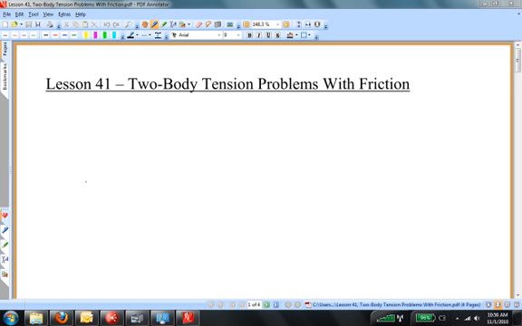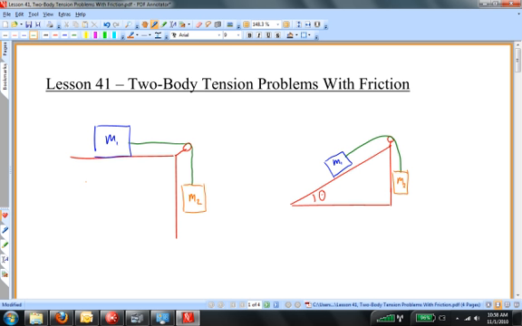I want you to cast your mind back to Lesson 35, when we had two blocks that were strung together with a string, and they are accelerating, such as maybe two blocks with one of them on a horizontal surface, or maybe two blocks with one of them on an incline. Here are a couple of diagrams to remind you of what we're talking about. Our job was, when these surfaces were without friction, to be able to determine what the tension in the string was and what the acceleration of the system was.